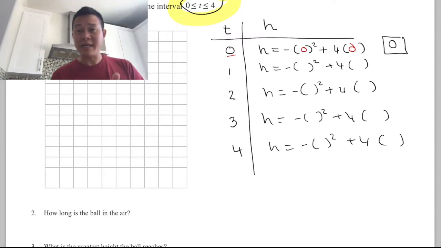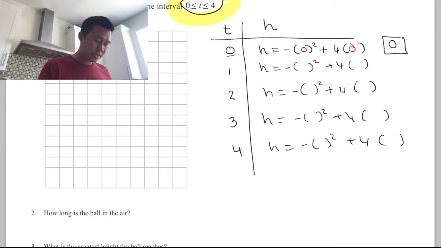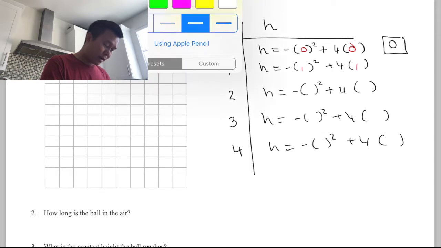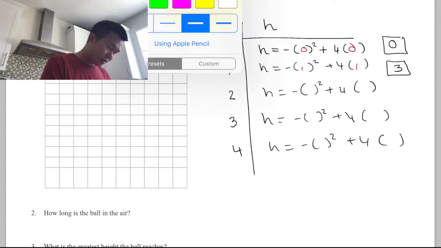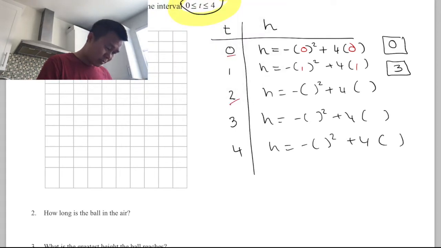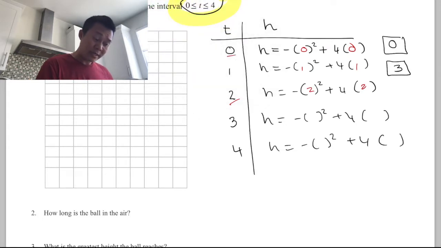So 1 second later, where is the baseball? 1 second later, where's the baseball? So let's see. I'm going to plug 1 in here, and plug 1 in there, and do my math here. So I have 4, take away 1, that would be 3. Plug 2 in there, and then that gives me 8. 8 take away 4 is 4. So this gives us 4 feet.